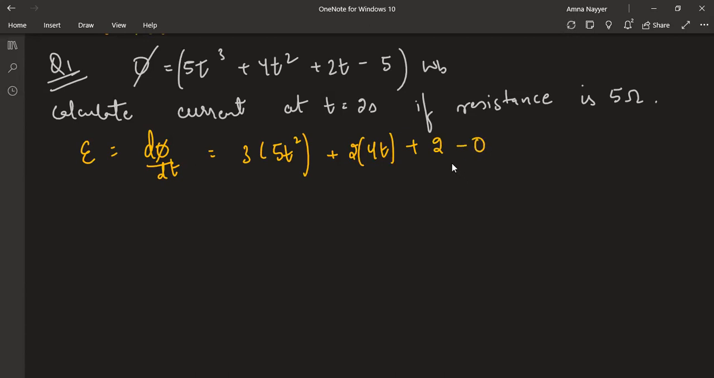Anybody who is having any difficulty in this differentiation, please text me right now. I'll explain it again. If you are clear and thorough with differentiation, then only we'll be able to understand this. So this becomes 15t square plus 8t plus 2. Yes, Hamza, exact answer. Correct. So now t is equal to 2 seconds, we'll put.